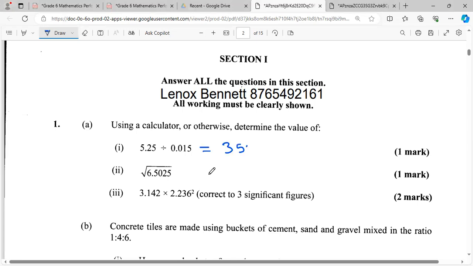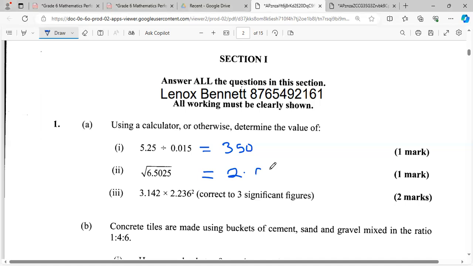Next one says, what's the square root of 6.5025? Again, punch it in your calculator and you get the marks. So press the square root first on the calculator, then punch in the number 6.5025, and this gives me 2.55. So very nice, 2 marks in the beginning. Let's see if we can get all the marks now for the rest.